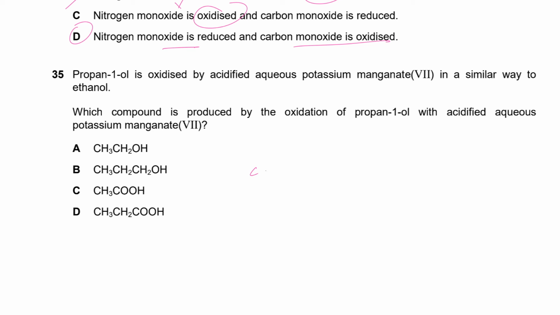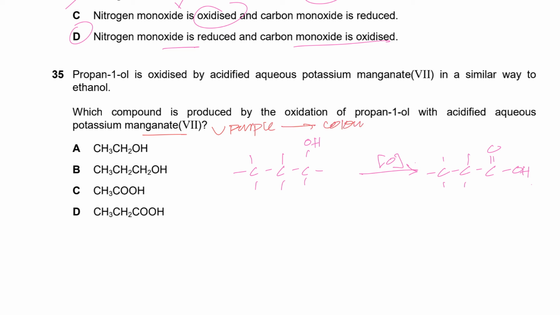Propan-1-ol, which is this. 1-ol means that the OH is on the first carbon, and it is being oxidized. So remember, when alcohols are oxidized, what does it form? It'll form a 3-carbon carboxylic acid. That's what happens, and I've taught you how this happens, right? And the acidified potassium manganate would go from purple to colorless. So you go from propan-1-ol to propanoic acid.